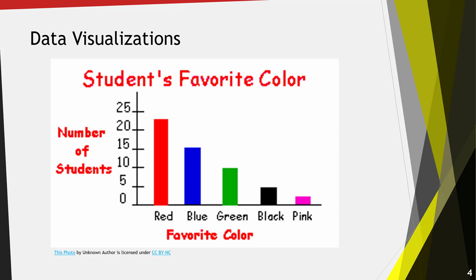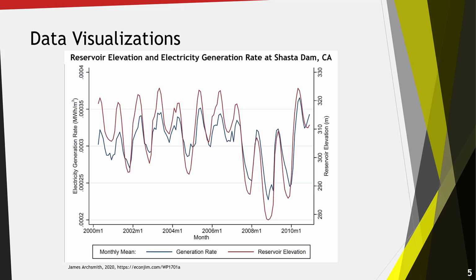Here we have a visualization that's intended to show you how many students choose a particular color as their favorite color. So as you can see, the height of each bar represents the number of students, and each bar corresponds to a particular color. And for a little added flavor, they've color-coded each bar to match the color that it represents.